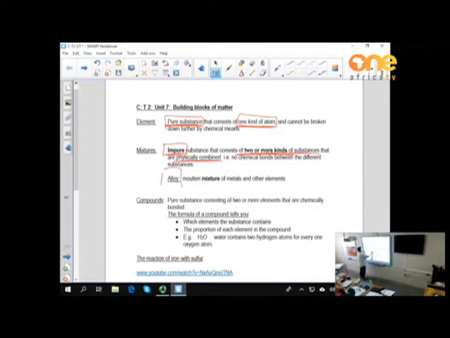Then, as a subheading under mixtures, what is an alloy?